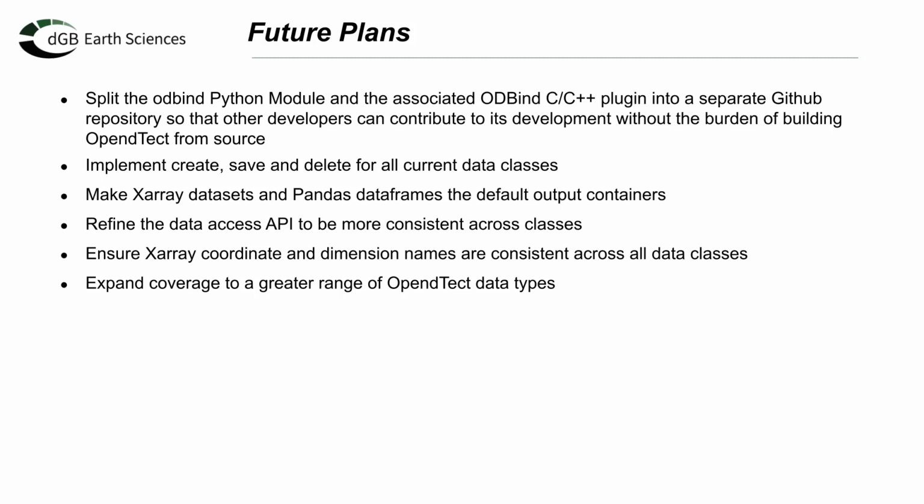Implementing create, save, and delete for all current data classes. Making X-array datasets and pandas data frames the default output containers. We also want to refine the data access APIs to be more consistent across classes. Want to ensure the X-array coordinates and dimension names are consistent across all data classes. And we want to expand the coverage to a greater range of OpendTect data types.